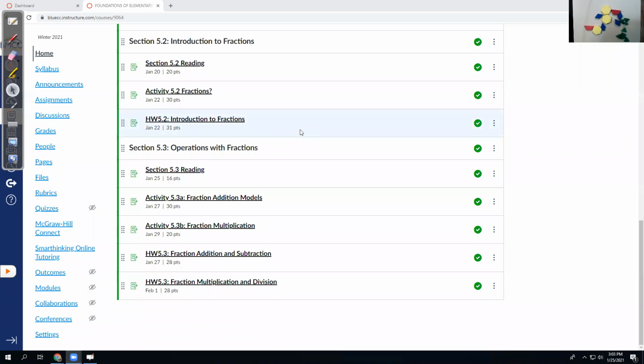So we're going to work on the addition and subtraction stuff today. So that's activity 5.3a. And then homework 5.3, addition and subtraction of fractions. And the next class will focus on multiplication and division.